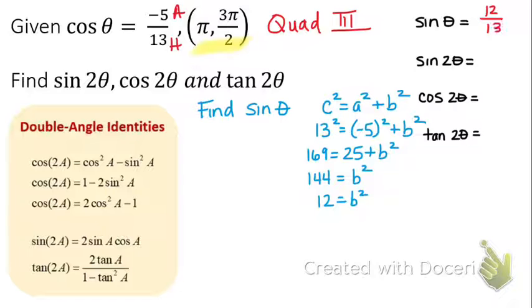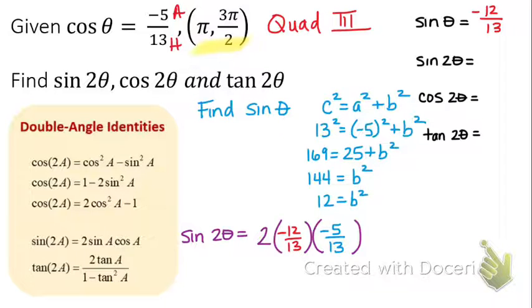Now, is that going to be positive or negative? We're in quadrant 3. So in quadrant 3, is sine positive or negative? We have to put that negative with it. Now that we know sine, we can find our sine double angle. So let's find sine of 2 theta. Sine of 2 theta is going to equal 2 times the sine, which is -12 over 13, times the cosine, which is -5 over 13. Go ahead and multiply straight across.